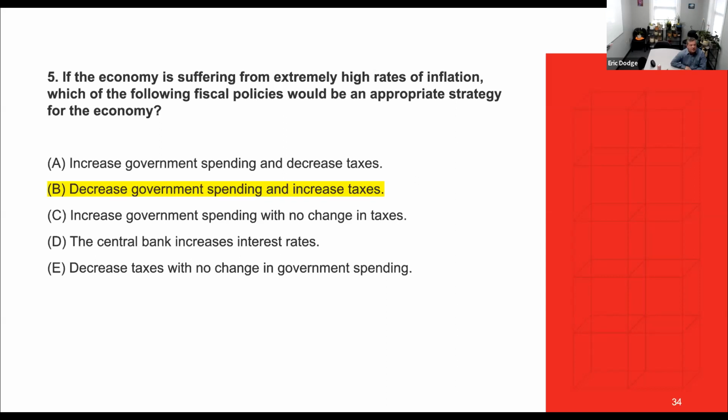Choices A, C, and E would all increase aggregate demand. That would not fight inflation, that would make it worse. Choice D is a policy that would fight inflation, but it's not a fiscal policy. And that's what makes it a little tricky. Anytime you see something about the central bank manipulating interest rates, that's a monetary policy, not a fiscal policy.